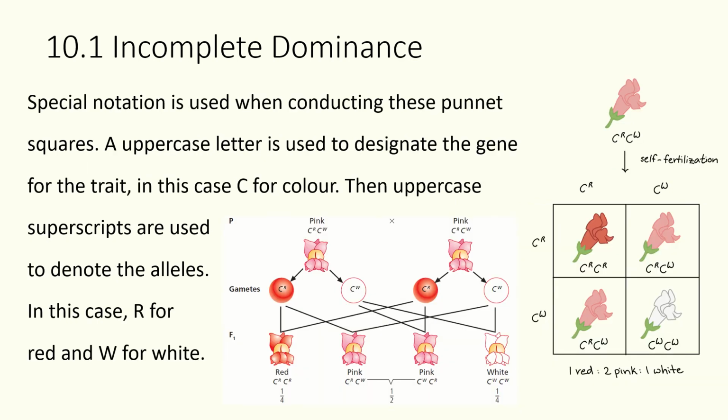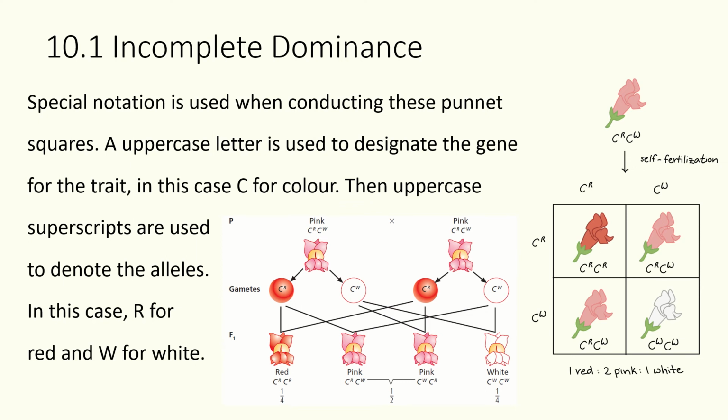Snapdragons are often used in these examples because they show a really clear example of it. If we look at self-fertilization of the F1 generation, where the parents were heterozygotes, you can see that we can produce one red, two pink, and one white. This follows the same rules as Mendelian inheritance, with one homozygote for the dominant trait, two heterozygotes, and one homozygote for the recessive trait. But in this case, we have a third phenotype introduced as opposed to just the normal two.